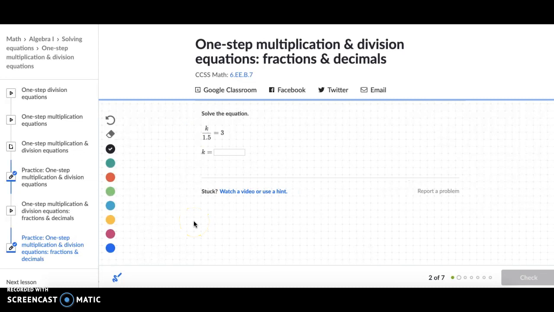So this one isn't really hard. It's just the numbers are just switched around. So you just want to do the same thing as the last time. So you want to do 1.5 times 3.